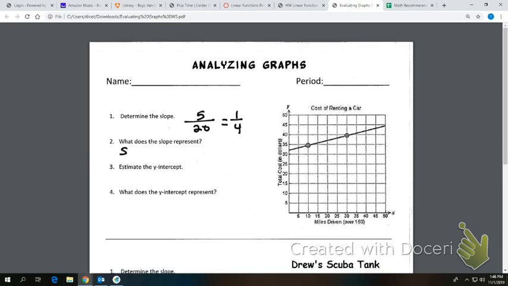It costs $1 for every 4 miles. And 4 miles driven over 150. But I'm okay with that. Estimate the y-intercept. That means we just got to look at the graph and estimate because it doesn't hit right on the money. So when I'm looking at this, that y-intercept looks about 32. Would you agree with that? Okay, let's go with that. 32. Good. What does that represent?